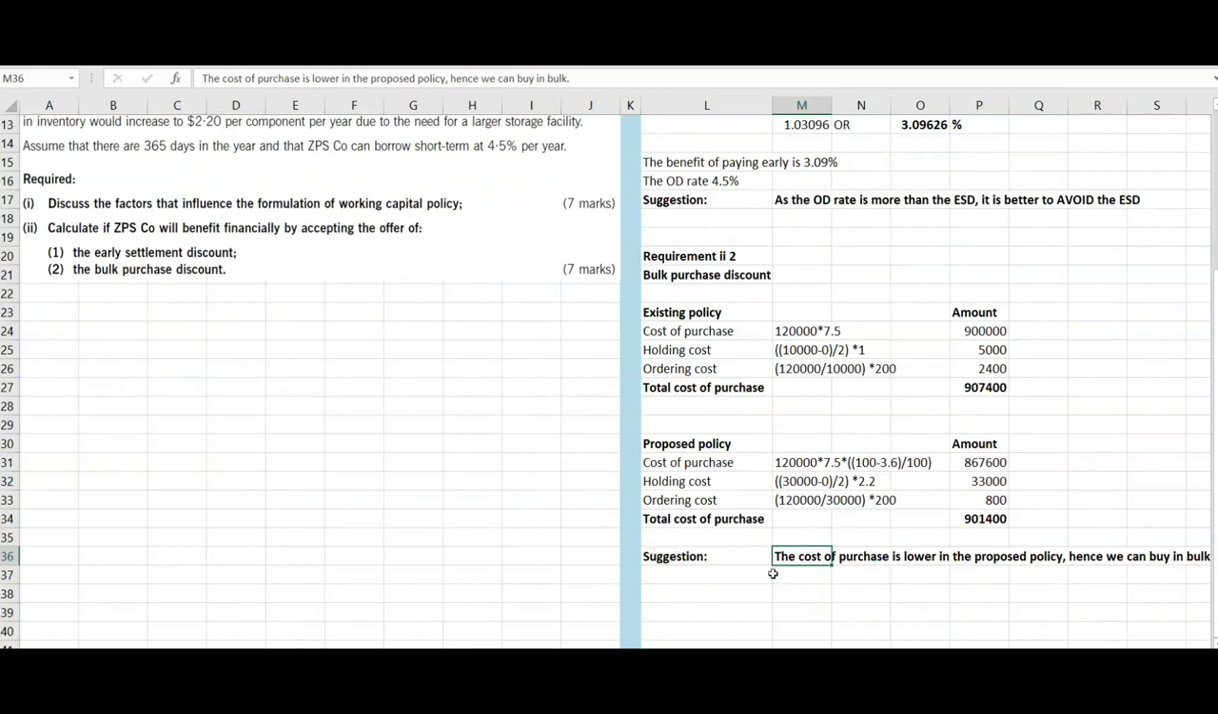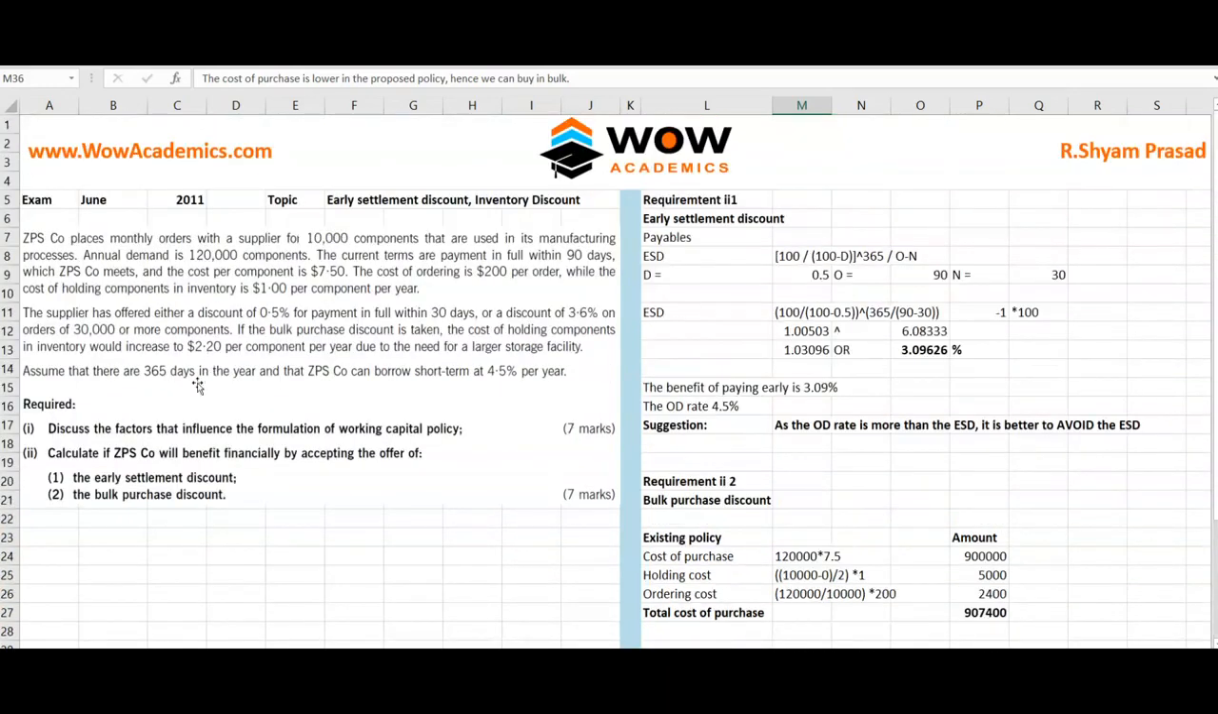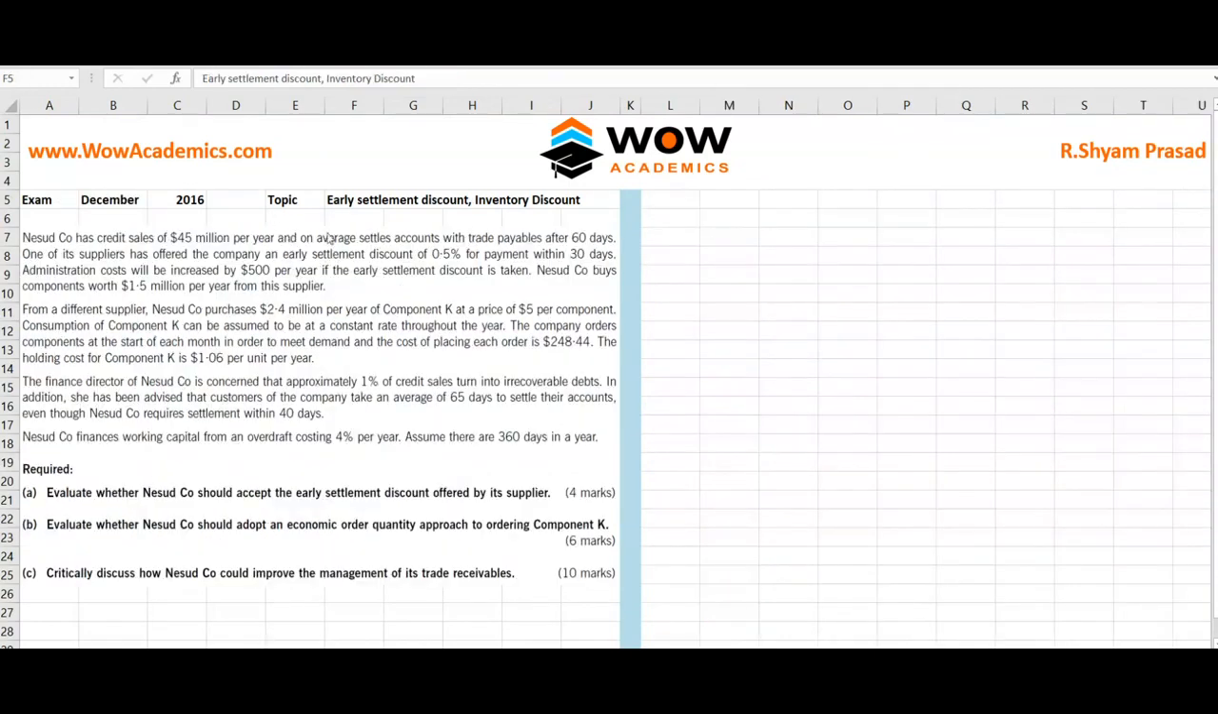So the suggestion is the cost of purchase is lower under the proposed policy, so we can accept that policy and we can move ahead. So that's about this problem. We'll move on to the next one. This problem is about early settlement discount and inventory discount. So this question was asked in December 2016.